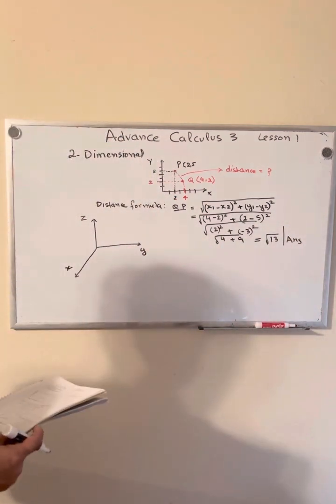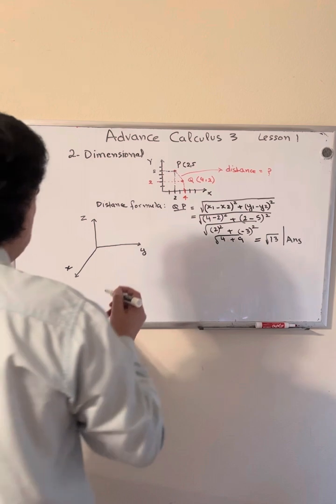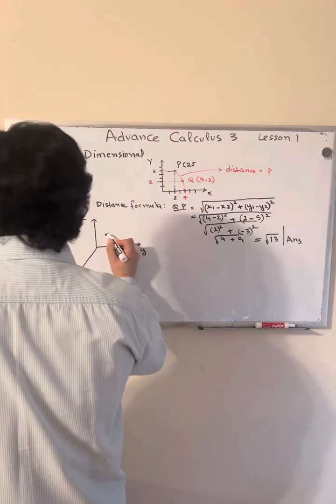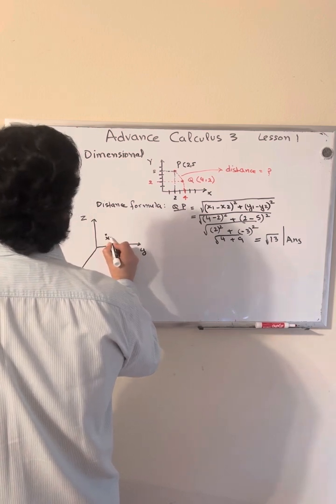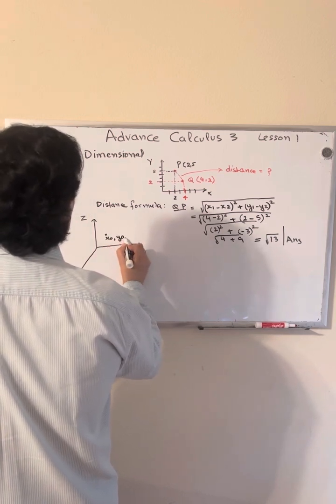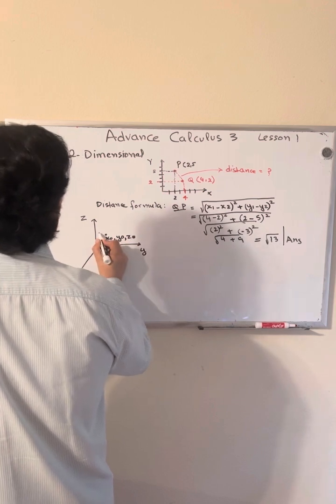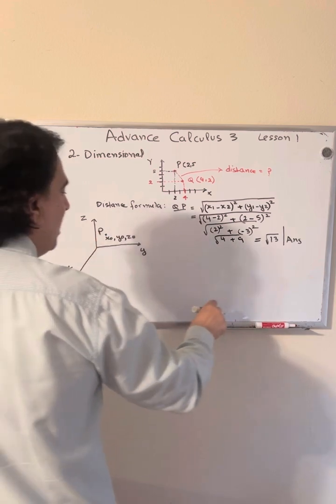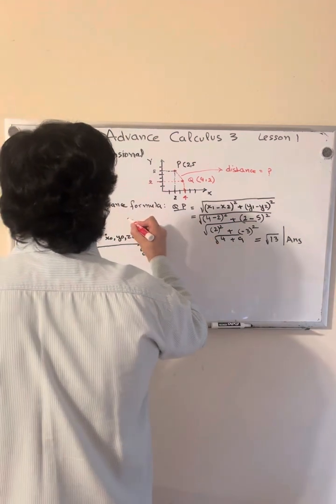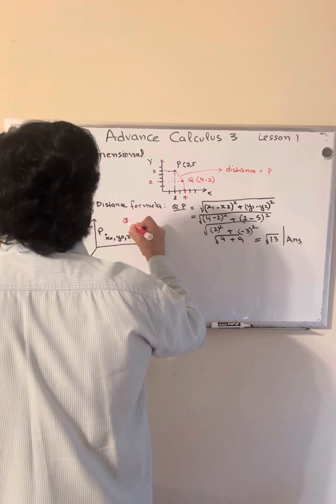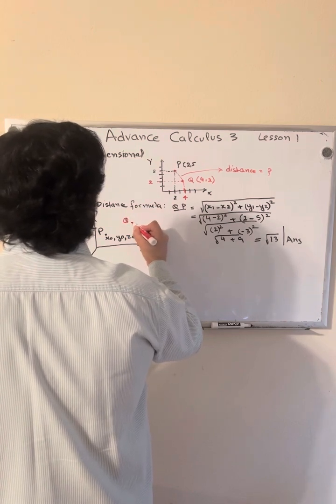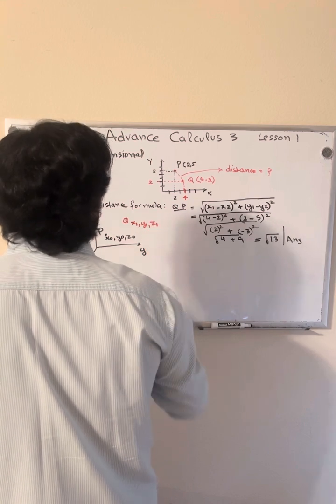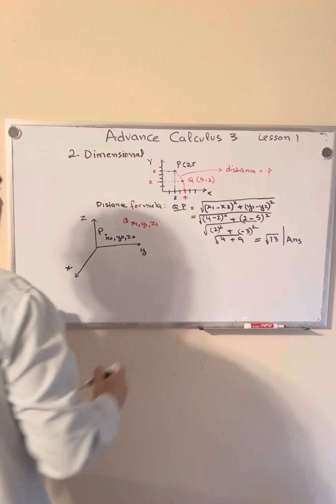So this is 3-dimensional. Let's pick a point. Let's say we have a point, maybe right here. We say x0, y0, z0. This is my point. Let's say I call it P. Now there is another point right here and I call it Q. And that is x1, y1, z1. Simple, easy peasy.